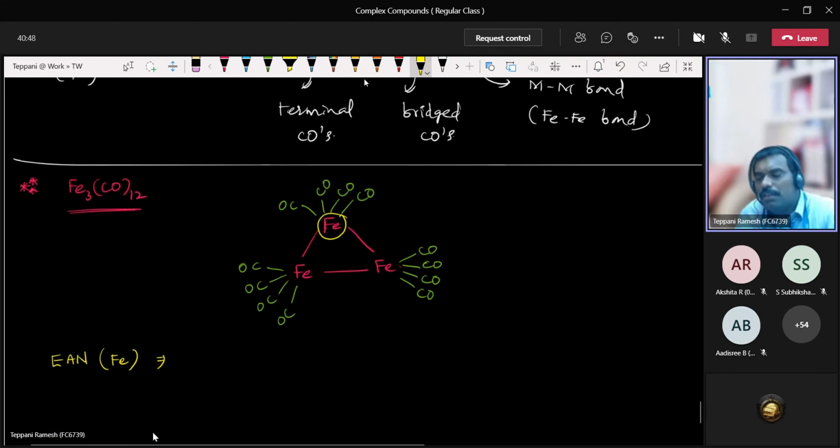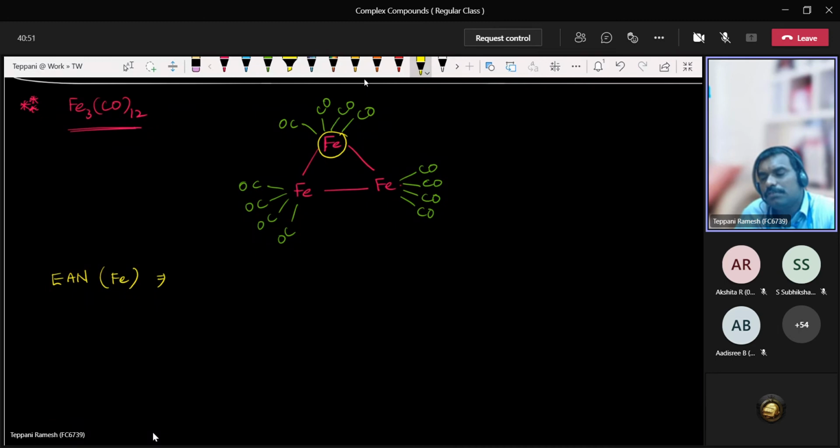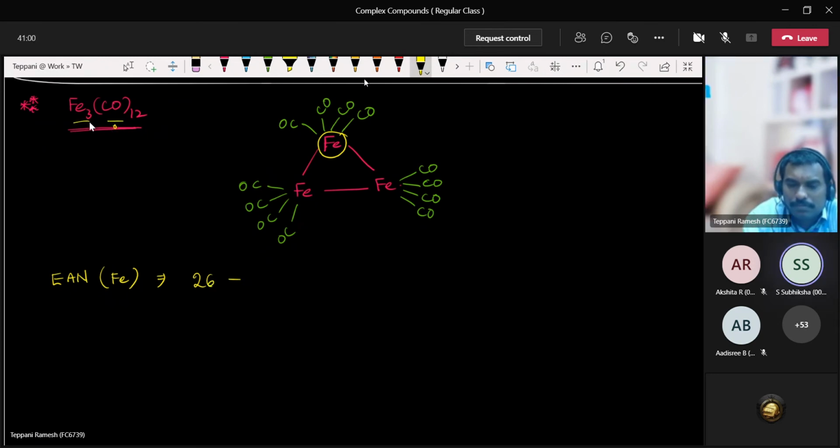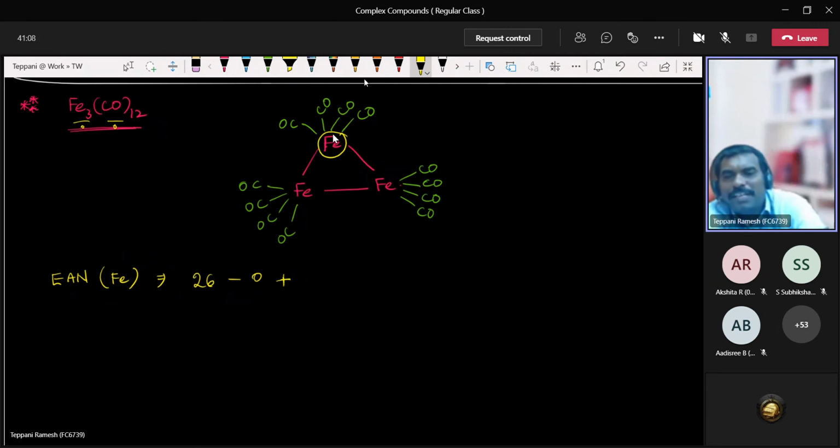Can you say now? The structure is already given. 26 minus 0. All iron atoms have the same chemical environment, correct or not? Yes, sir, all iron atoms have the same chemical environment. There are 4 terminal ligands only, no bridged ligand. So each will give 2. 2 into how many ligands donating? 4. These are from COs.